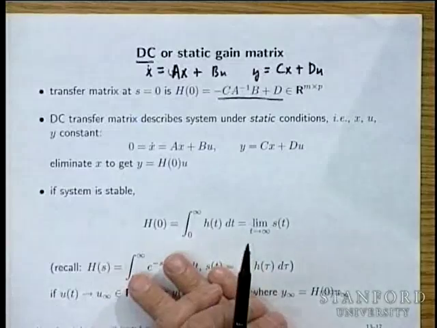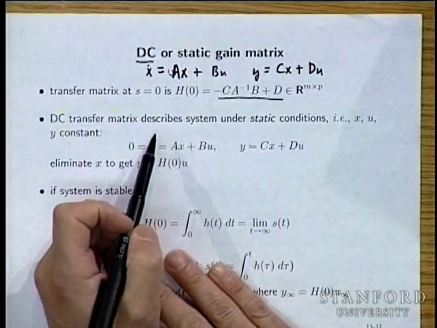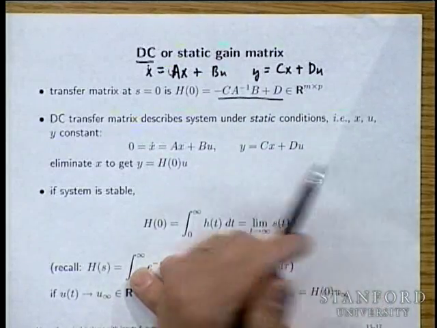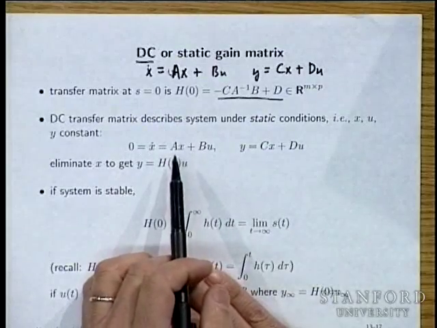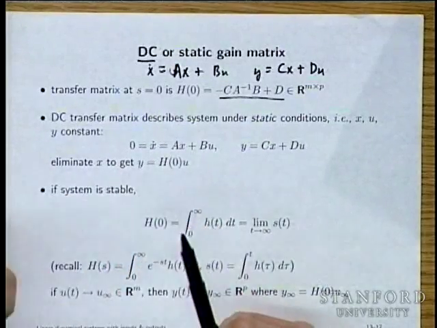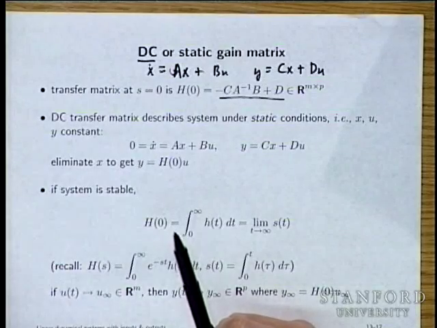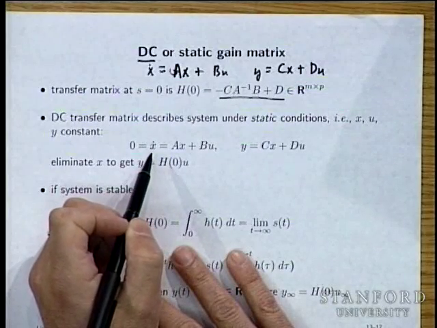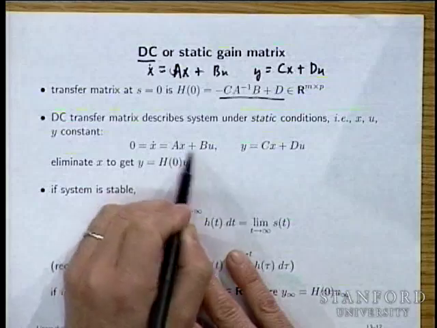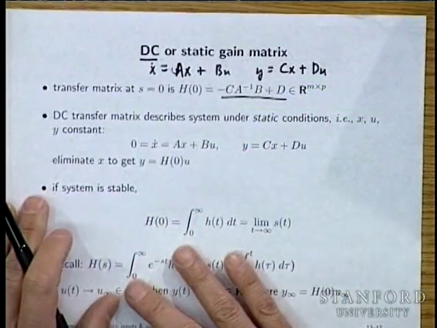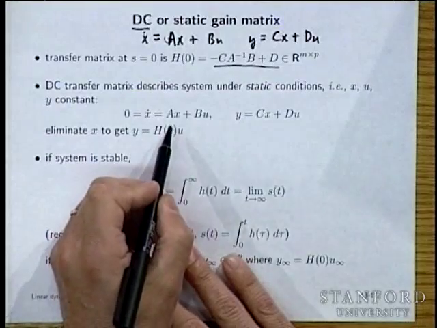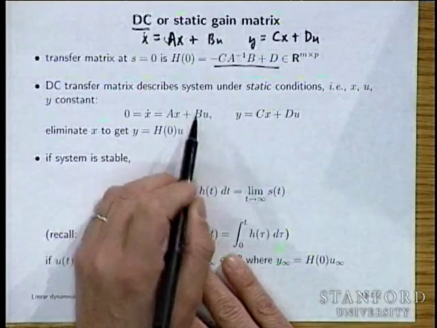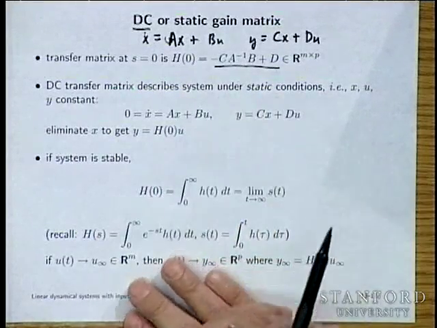What this describes is the system, what relates the inputs to the outputs under static conditions. That is exactly what this does. If you have static conditions, that means u, y, and x are all constant. Then x dot is 0. So you have 0 = Ax + Bu, y = Cx + Du. If you eliminate x from these equations by solving for x = -A^-1 Bu and plug that in here, you get this.